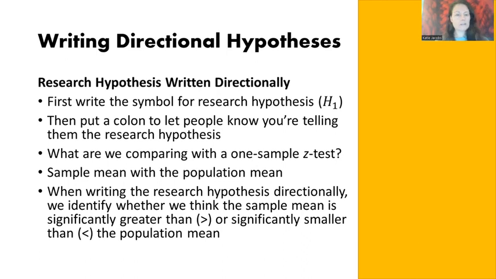You're absolutely correct. So the thing that's different when writing directional hypotheses in comparison to non-directional hypotheses is that we typically have an idea of which one's going to be bigger, the sample mean or the population mean. So when we're writing our research hypotheses directionally, we identify whether we think the sample mean is significantly greater than or significantly smaller than the population mean.